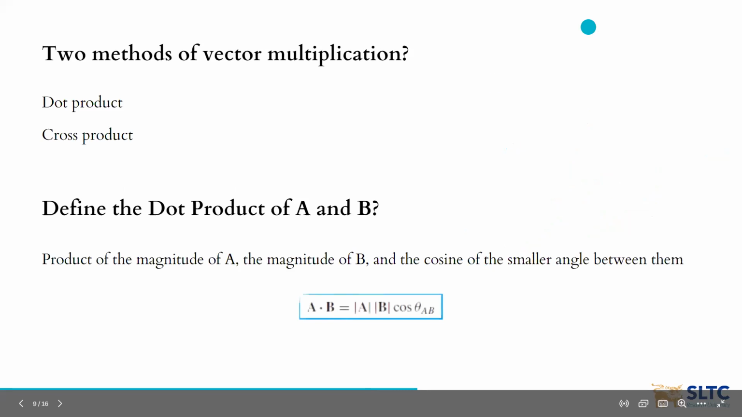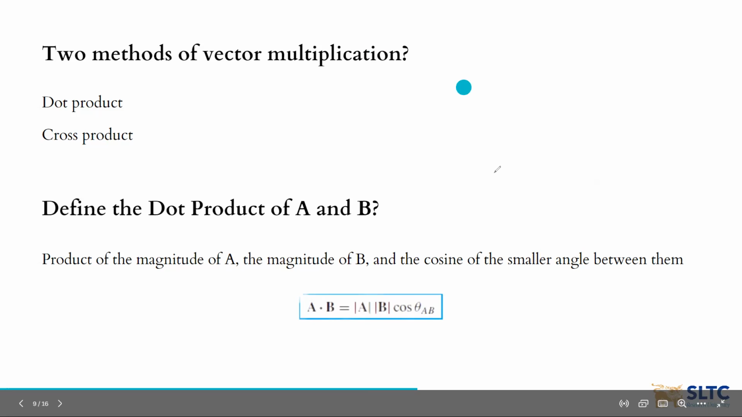Cross product and dot product. The main methods of doing vector multiplication are the dot product and the cross product. We can define the dot product using the magnitudes of the A and B vectors and the smallest angle between those vectors, right?